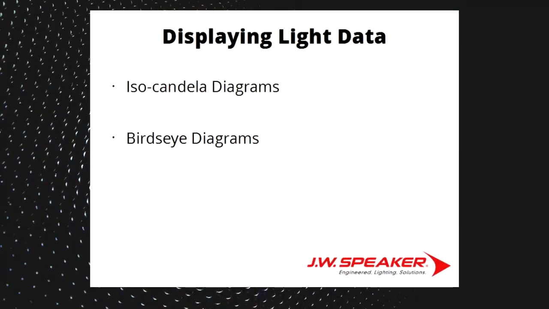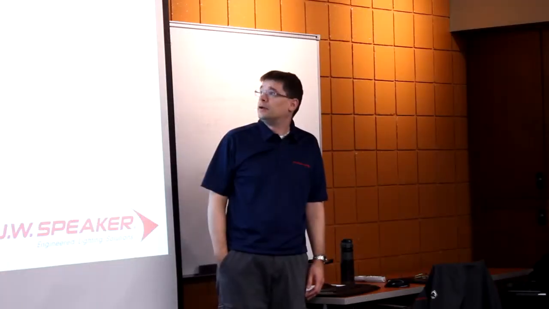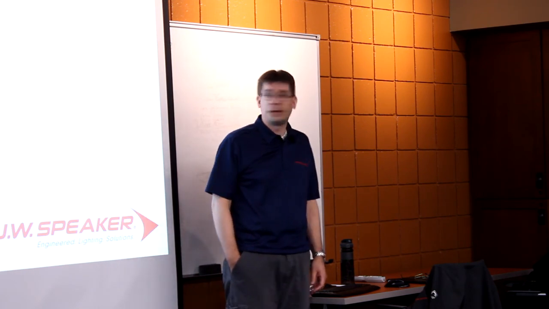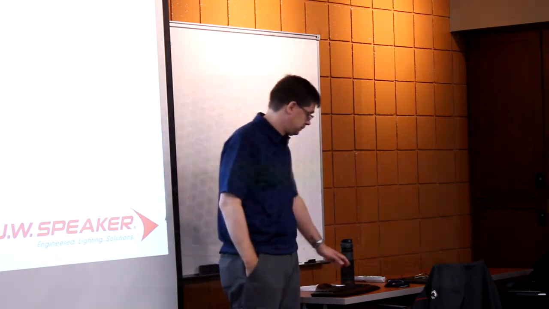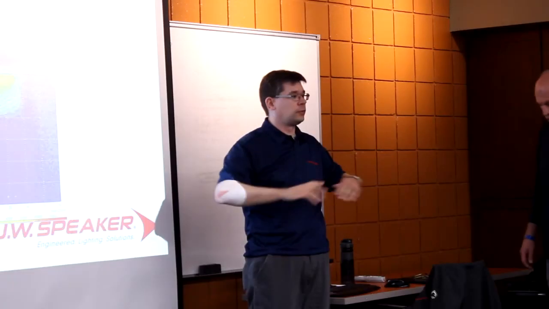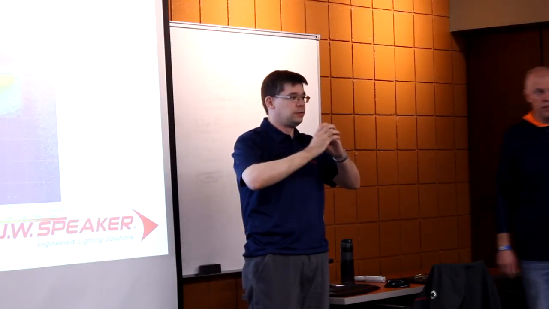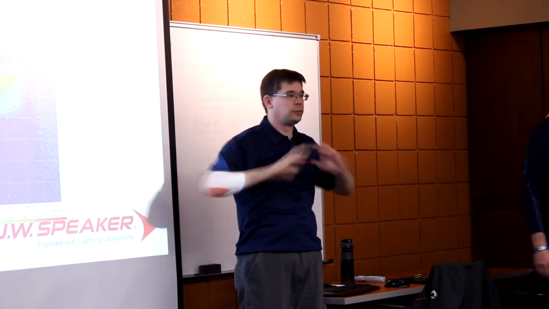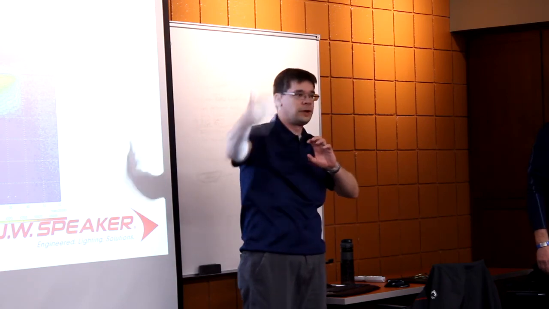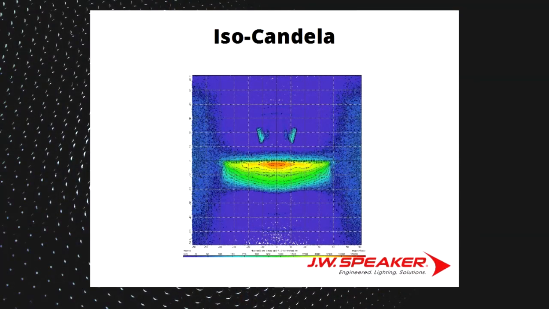So the next thing we're going to talk about is how we display light information from our lamps. We pretty much do that with two different types of diagrams: isocandela diagrams and bird's eye diagrams. The first one is an isocandela diagram, and what this really is is the light output in an angular space. Picture the light in the center of a giant ball, shining on the inside surface of this giant ball. That's what this really is.